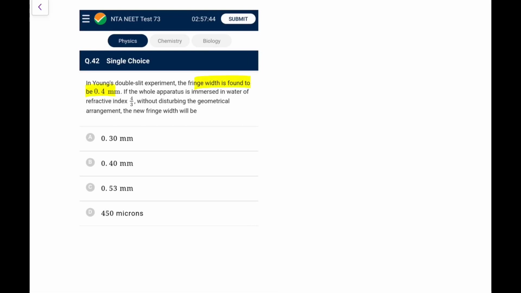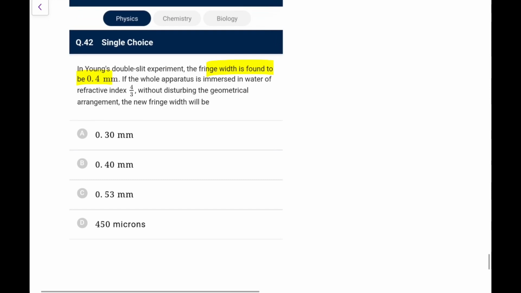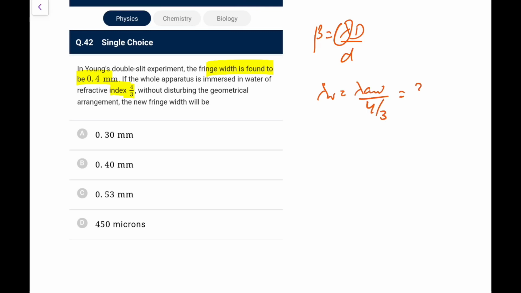In YDSE, the fringe width is found to be 0.4 if the whole apparatus is immersed in water. This is the same question we did probably in JEE Main, I don't know, without disturbing, the new fringe width. So fringe width is lambda D by d. So in dipping in water, lambda will change, so the fringe width will also change. So what we will have, lambda when dipped in water, it will become lambda air upon 4 by 3, that is 3 by 4, so that also becomes 3 by 4, that is 0.3 mm for sure. So this is question number 42.